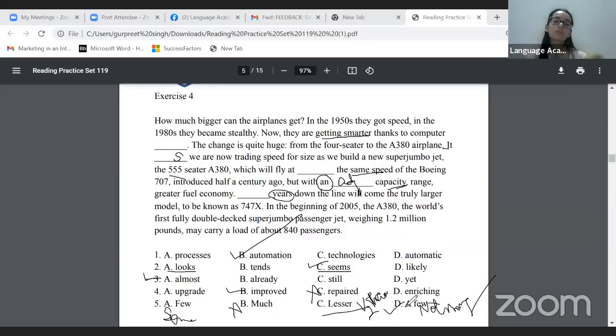Means we actually wanted to say that it's not going to be long that we are going to get even better version. We cannot say some years, because some years can be 20 as well. Then what is the point of writing it? Some years can be 25 years as well. So we want to say it won't take many years that we are going to get a better, a more improved version. So that will be a few years down the line will come the truly larger model.